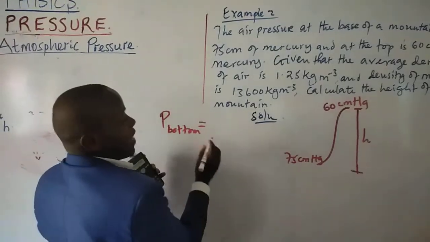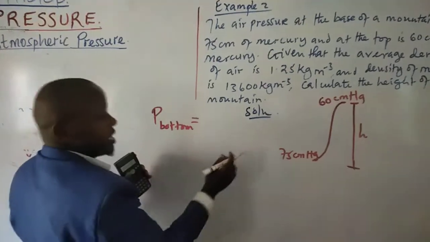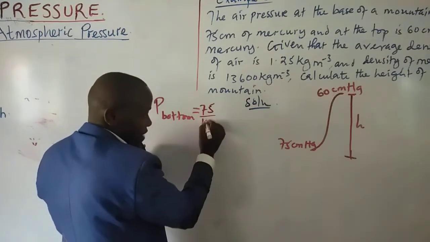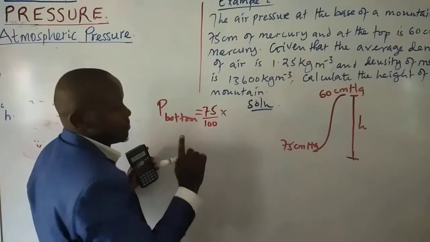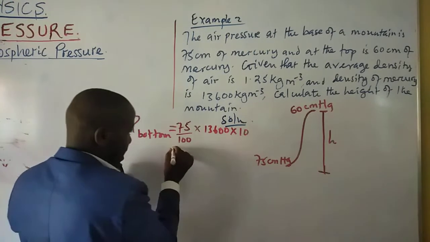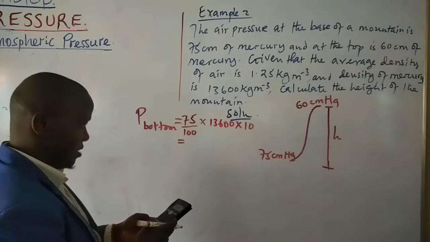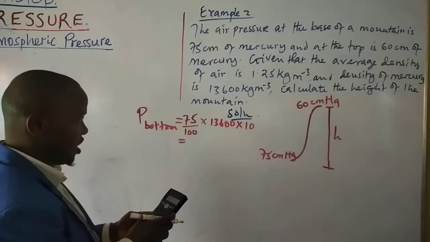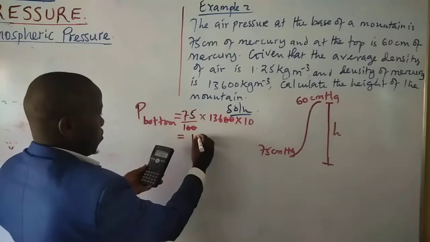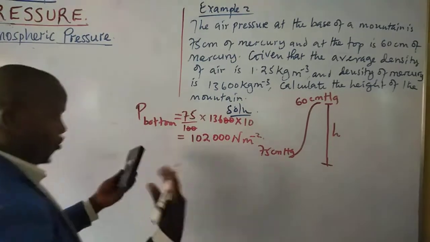And we say that the column of mercury which can be supported at the bottom of the mountain is 75. Therefore, the pressure here is 75 centimeters, and because these are centimeters, we divide by 100 to make them SI units, times the density of mercury, which is 13,600, times g, which is 10. Therefore, pressure at the bottom of the mountain will be 75 times 136. These two zeros can cancel, times 10. This will be 102,000 newtons per meter squared or Pascal.